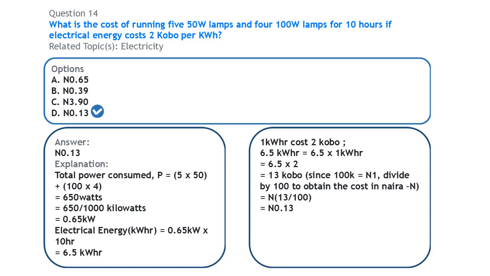Now looking at all of the options that we have here, the options are given in naira, but what we have here to begin with is kobo. So we convert this to naira, and in converting from kobo to naira, we divide by 100. So 13 divided by 100 gives you 0.13 naira. So that means the cost here is going to be 0 naira 13 kobo.